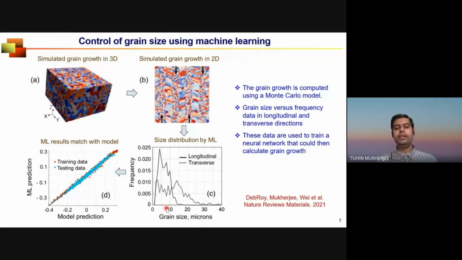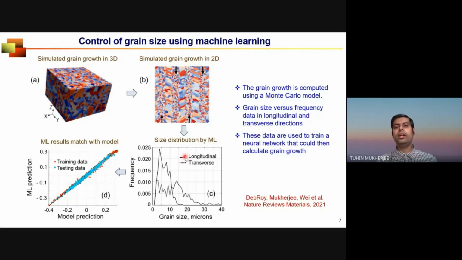So you get a distribution of grain size, the number of grains, how many grains you have for a particular grain size. Let's say your grain size is 10 micron, how many grains you have in the longitudinal as well as in the transverse direction. So these are pure data. That is a continuous variable. You extract this data and train a neural network, let's say.